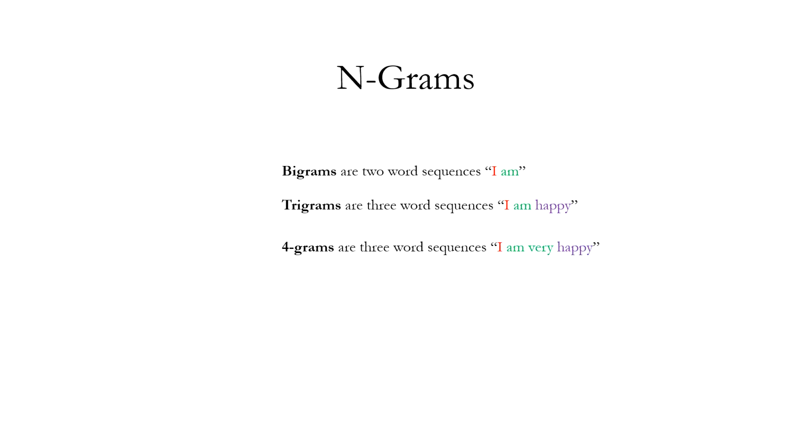So here are some examples of n-grams. Here's a bigram, which is a two-word sequence: I am. Trigrams, which are three-word sequences: I am happy. And fourgrams are four-word sequences: I am very happy. So these are some examples of what n-grams could consist of.